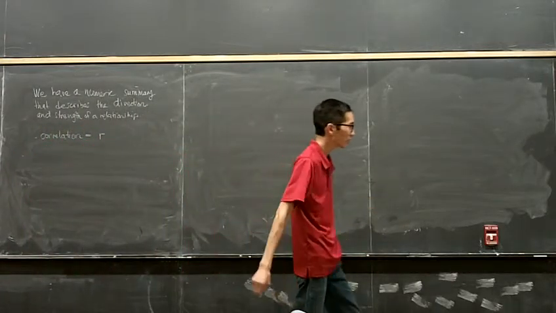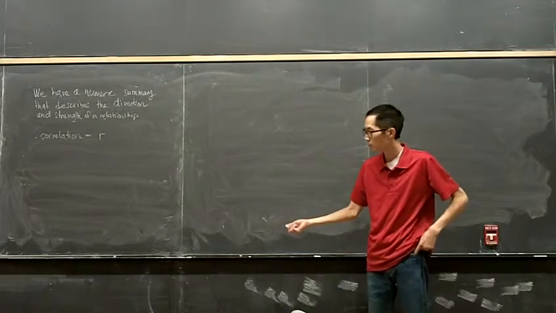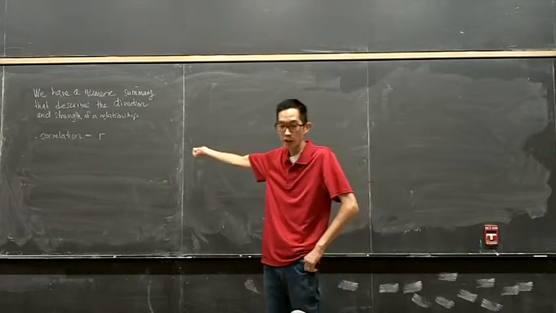What's the symbol for the mean? X bar. Okay. The symbol for standard deviation? S. Okay, S or SD, that's fine. And the symbol for correlation is R. Okay.